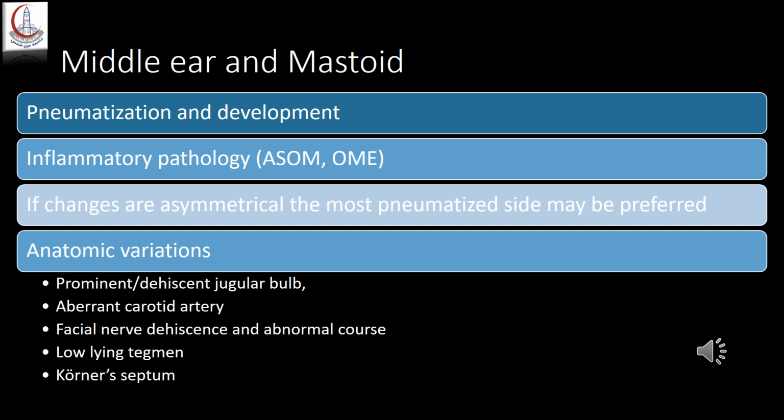Other important elements we have to look at are the anatomical variations, which might cause some difficulties and which may put some important structures at danger, especially the sigmoid sinus, the jugular bulb, the carotid, the facial nerve, a low-lying tegmen, or the presence of Körner's septum, which is a normal anatomical variation, but sometimes beginners may be lost and misled by the presence of a prominent Körner's septum.